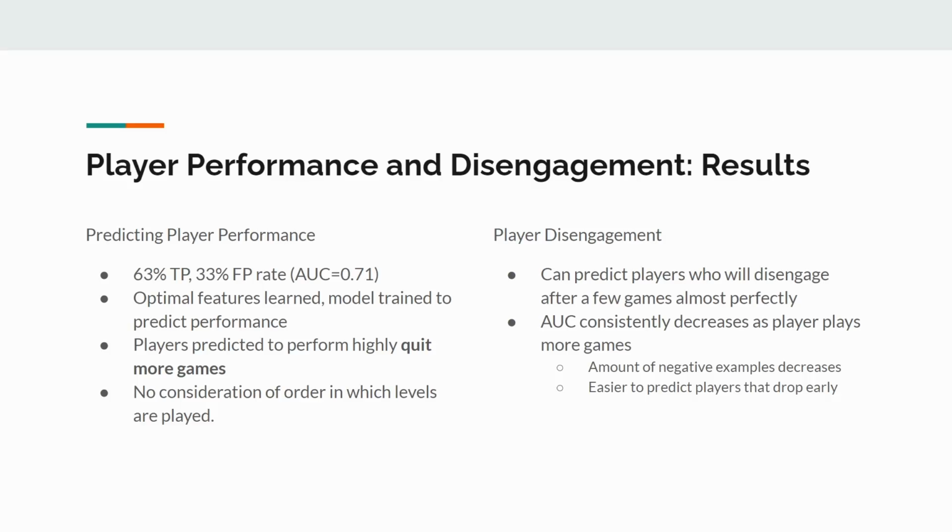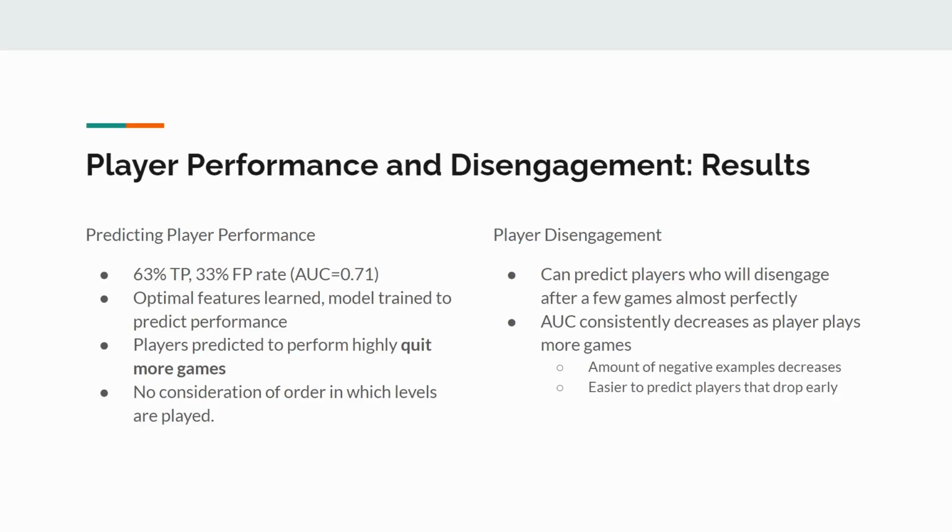It's also important to note that the players that were predicted to perform highly actually quit more games. This is likely because the players that were predicted to perform highly were very confident in their own ability to play SGD, and as a result quit the games because they felt there was no reason to continue, because they'd already learned how to play. However, there is no consideration in this entire algorithm of the order in which the levels are played in SGD specifically. So we can talk a little bit more about that in a future slide where we introduce lesson plans.